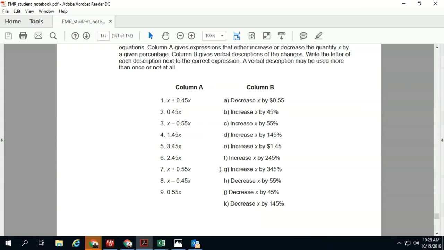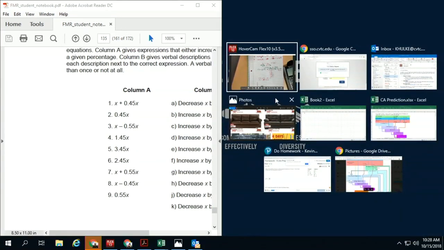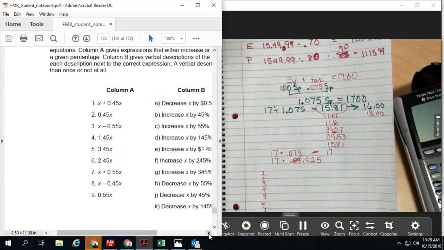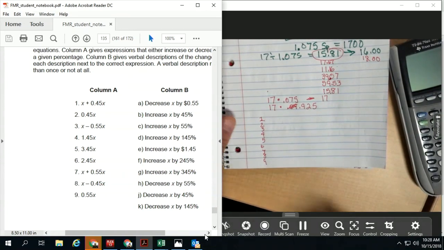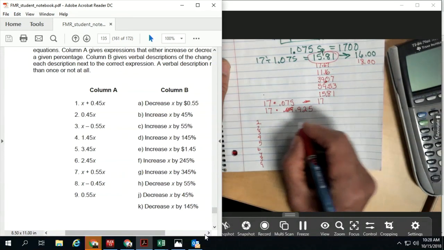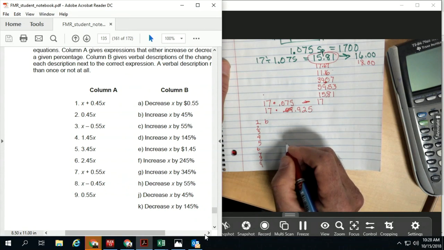This is a whole. I was 45%. I was including the one. Oh, I see what you're saying. So I thought it was 1 plus. Okay, let's go. Number 1. I got B for that one. Increased by 45%. Good, D.